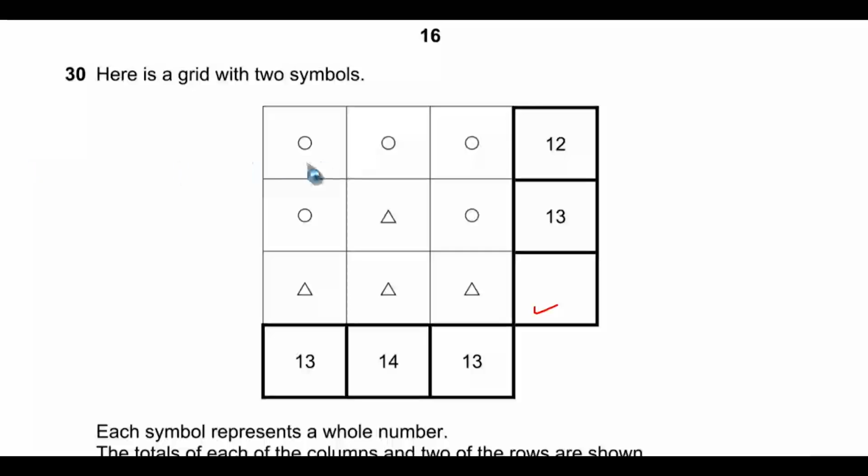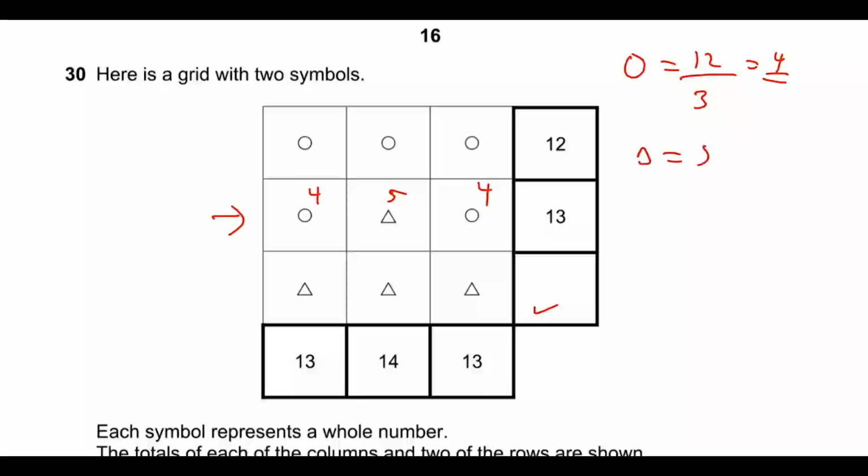What we need to do is to find the value of each of these 2 symbols. The first row adds up to 12, and these are identical, so the value of this symbol will be 12 divided by 3, and that will be 4. It is obvious. Let's go to the second row. We have these 2 symbols there, and we found that to be 4. So let's put 4 here, 4 here, that will add up to 8. So 13 subtract 8 will be 5. That means this symbol is 5.